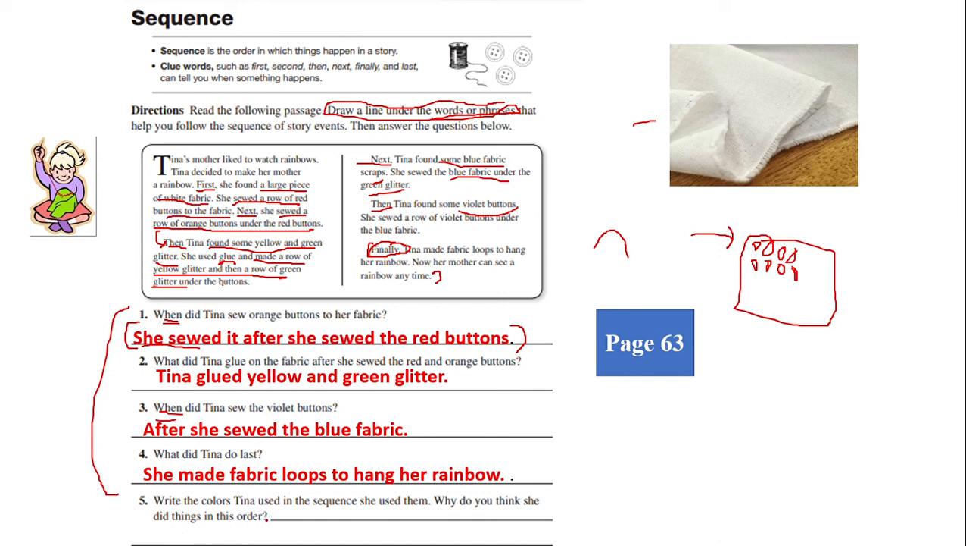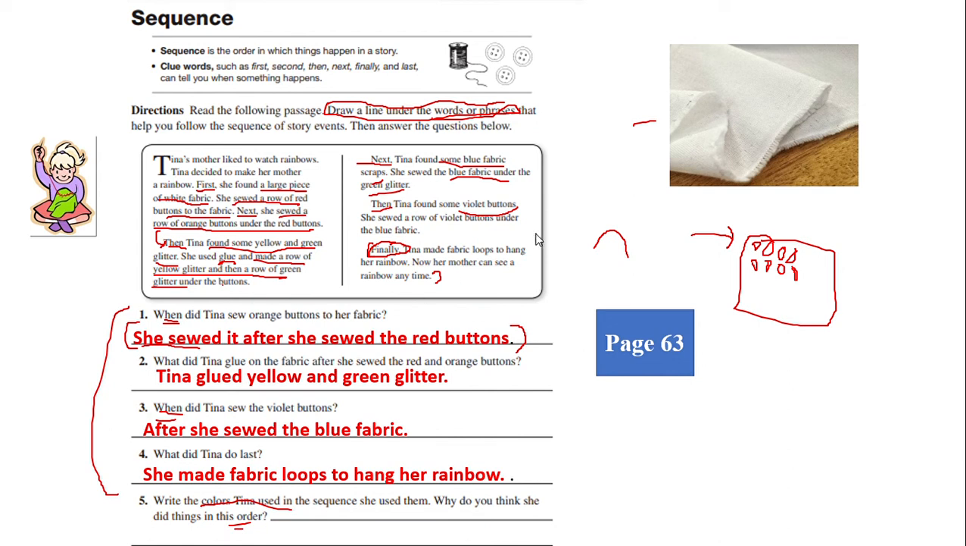Write the colors Tina used in the sequence she used them. Why do you think she did things in this order? So there are two things that we have to write. The colors that Tina used, and then why did she use it in this particular order?